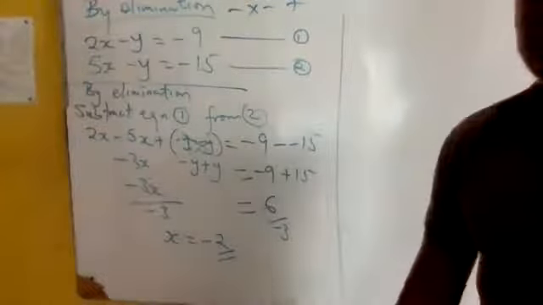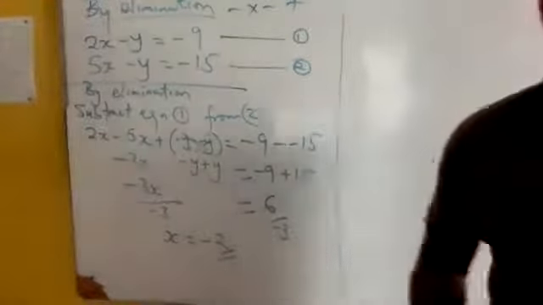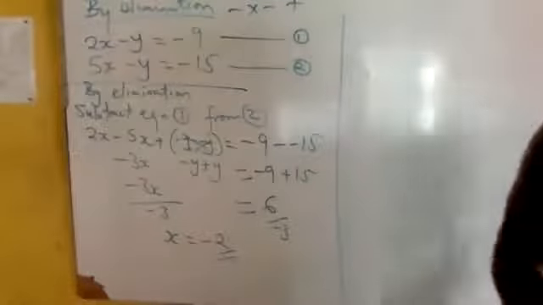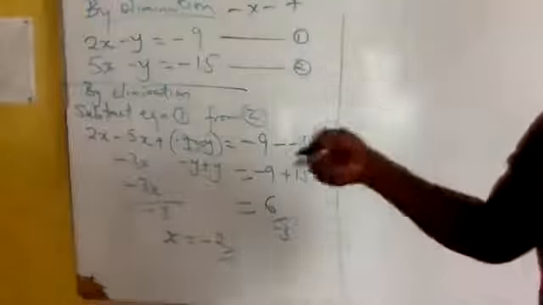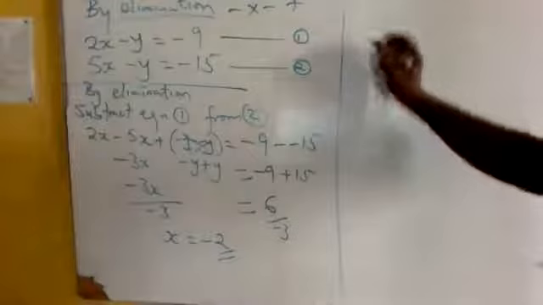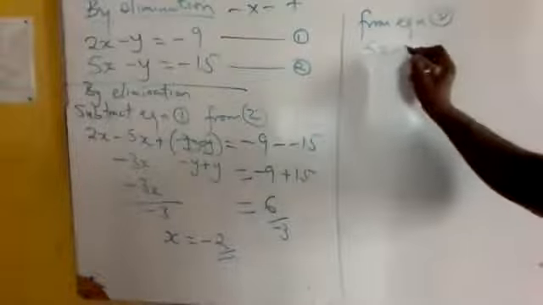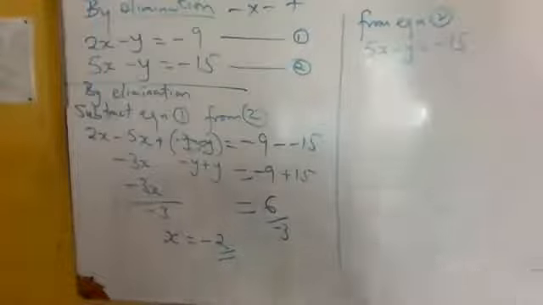How do we obtain y? So from there, like I said, I can choose any of the equations. In this case, I want to choose equation 1. So I mean equation 2. Since I chose equation 1 in the first question, let me just use equation 2. So from equation 2, which is 5x minus y is equal to minus 15.